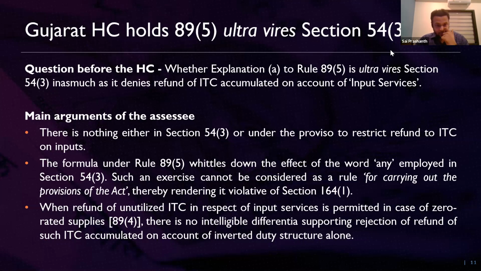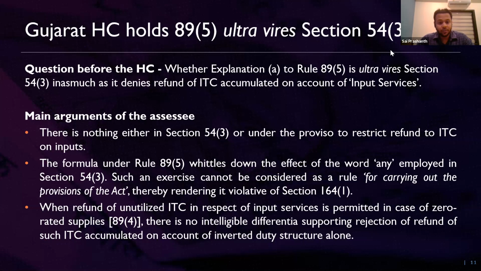Then secondly, they said the formula under 89.5 whittles down the effect of the word "any" employed in section 54.3. Such an exercise cannot be considered as a rule for carrying out the provisions of the Act, thereby rendering it violative of 164.1. Like we saw under 54.3, it says any unutilized input tax credit. So the assessee relied on many decisions to say what "any" means, and "any" is always supposed to be understood in the widest ambit and cannot be whittled down, etc.